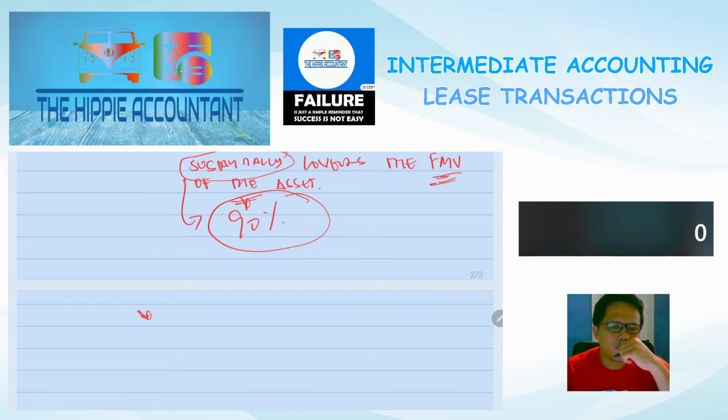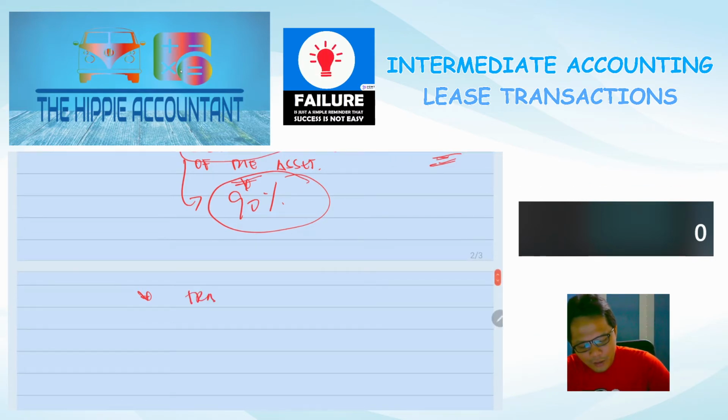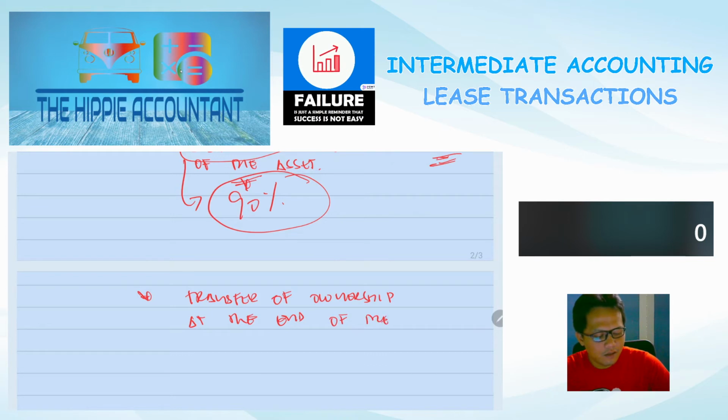Next, obviously, if under the lease agreement nila, agreement ng lessor and the lessee, is that there is a transfer of ownership at the end of the lease term, then it is a finance lease.